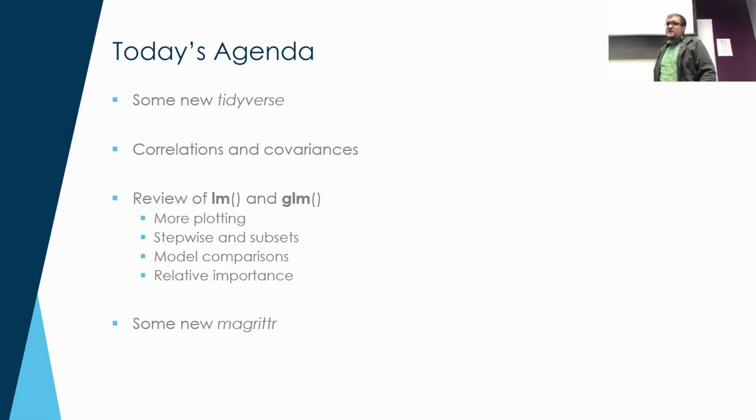We'll be looking at stepwise and all subsets regression, for example. We'll be doing model comparisons if you're doing hierarchical modeling. Things like looking for moderators, you need to know how to compare two R squareds. And we'll look at relative importance modeling very briefly. And then finally, we're going to cover some more McGritter at the very end.